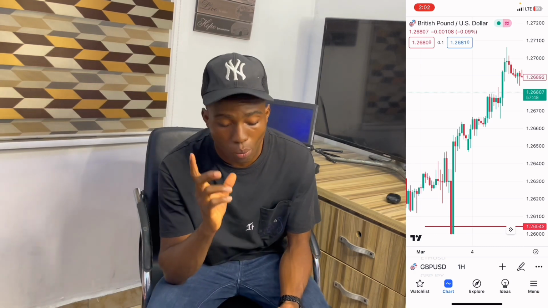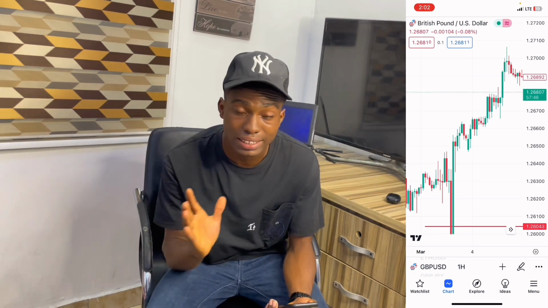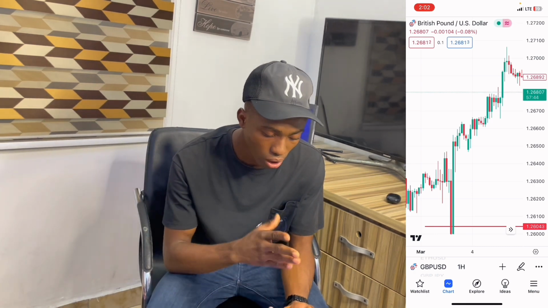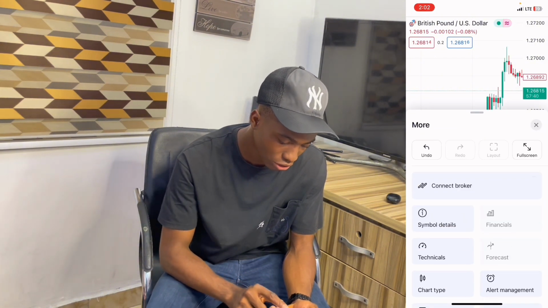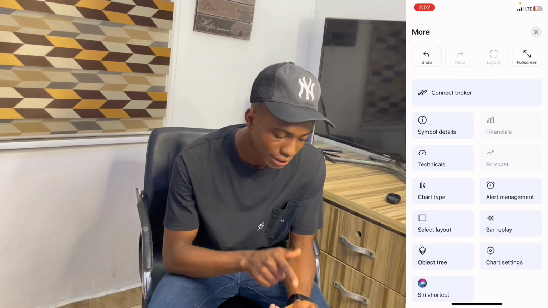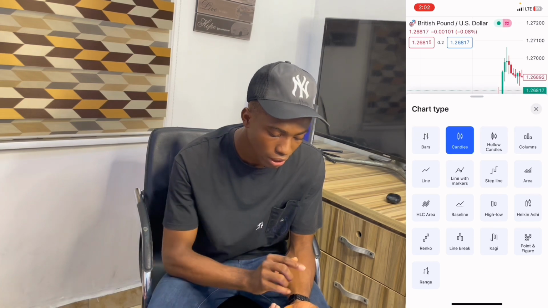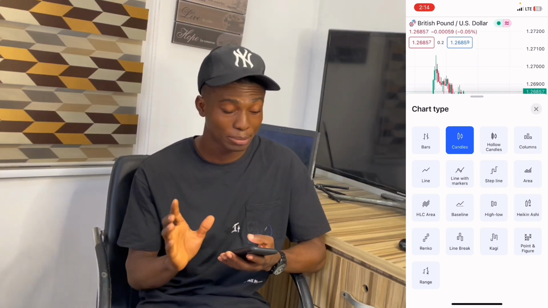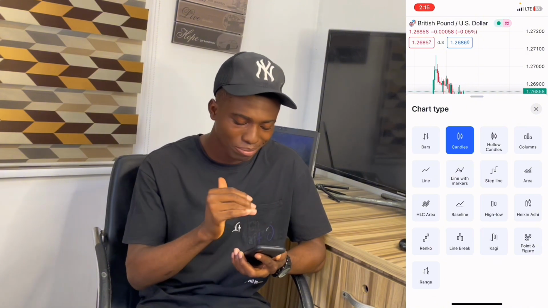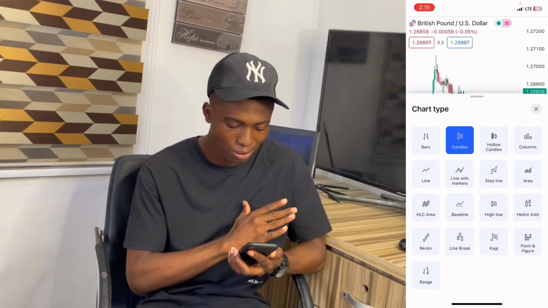Now let me show you what we're going to be using here. Just like I said, this is exclusive to TradingView. For you to get this, you have to tap into this three-button section, then go into the chart type. Tap into the chart type and you see different types of candlestick. This is way more advanced than MT5. If you can see right here, we can see different chart types, lots of chart types.